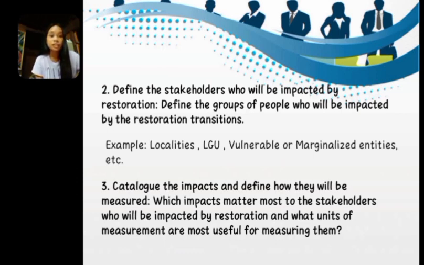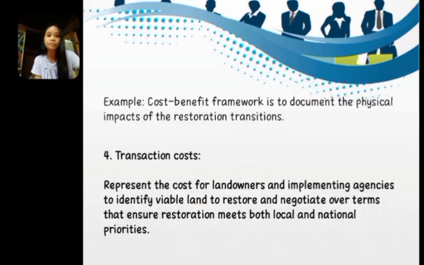So third is catalog the impacts and define how they will be measured. Which impacts matter most to the stakeholders who will be impacted by restoration, and what units of measurement are most useful for measuring them. The example is cost-benefit frameworks to document the physical impacts of the restoration transitions. Then number 4, the transaction cost.